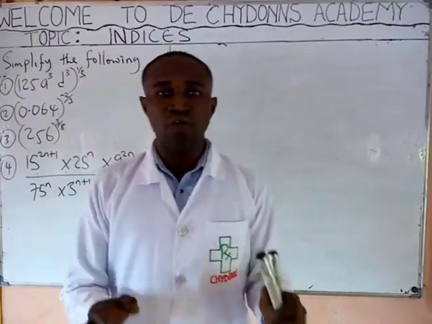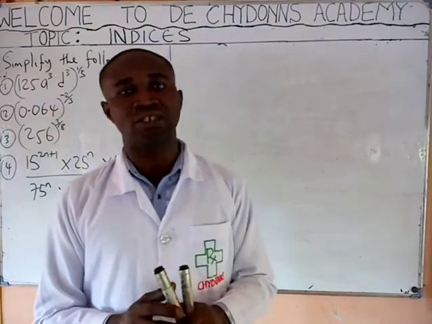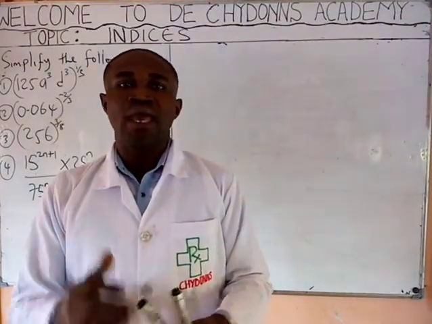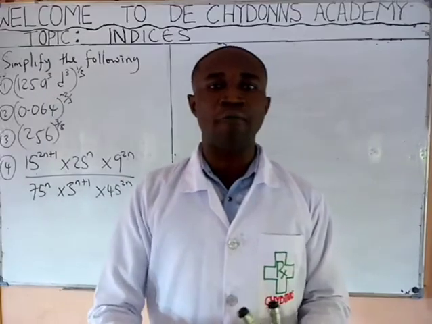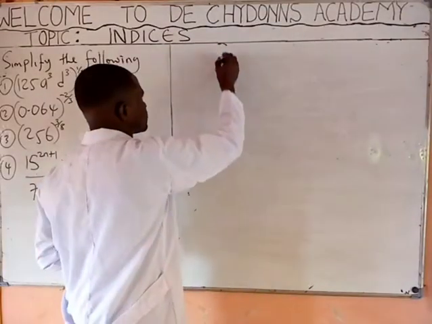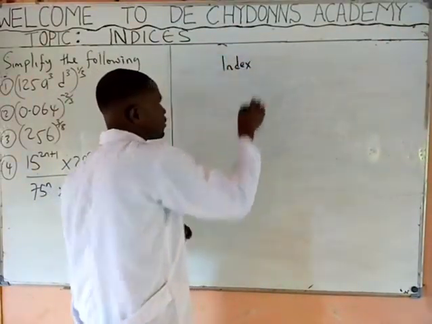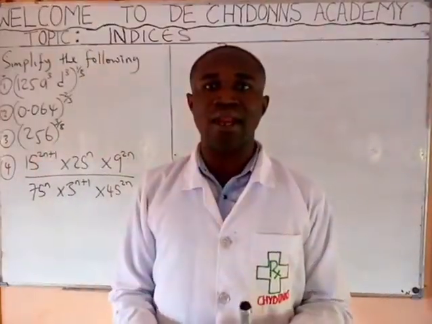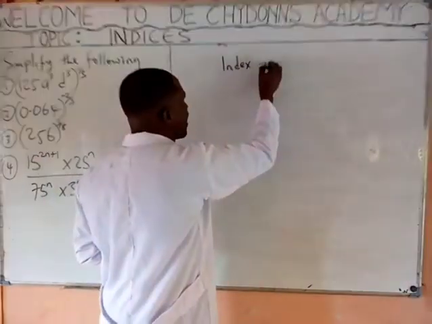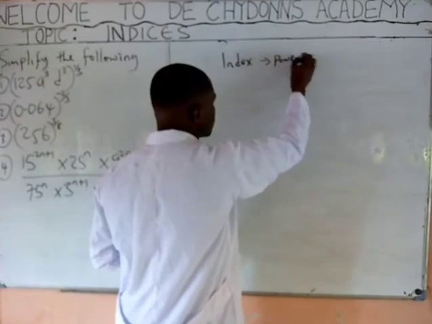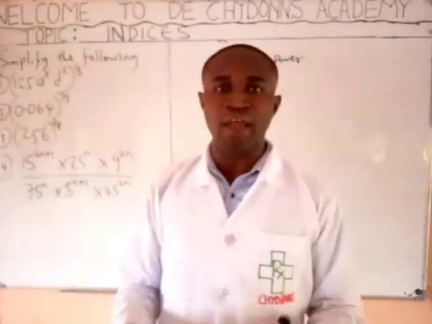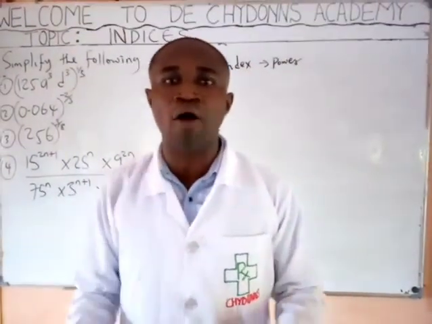So, this afternoon, we want to see what indices is all about. Indices is a plural form of the word index. In the English dictionary, an index simply means power. So, the index of a number simply means the power of a number.